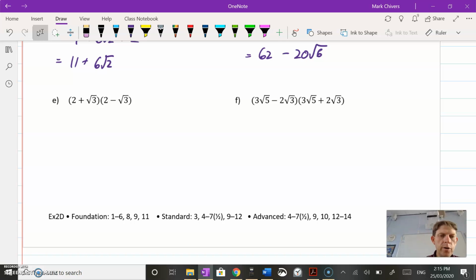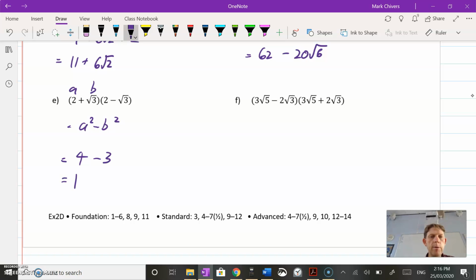Now, for the next one, what I've got here is the difference of 2 squares, because I've got the same 2 terms and the only difference is that there's a positive on one and a negative on the other. So it's going to end up equaling, sorry, not plus, a squared minus b squared, where that is a and that is b. So in this particular case, if I square a, that's going to be 4. If I square the square root of 3, that's just going to be 3. And so the answer to that one is just going to be 1. And try putting that in your calculator. It should come out with the answer as 1.